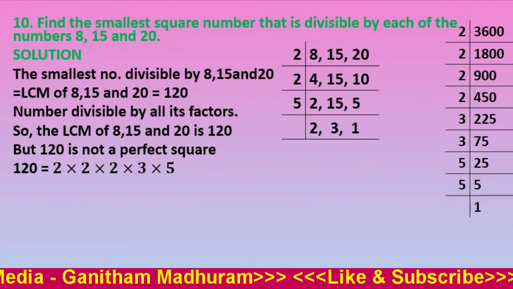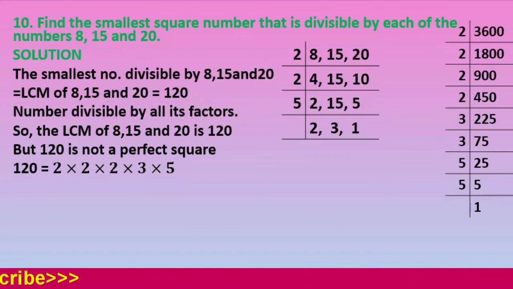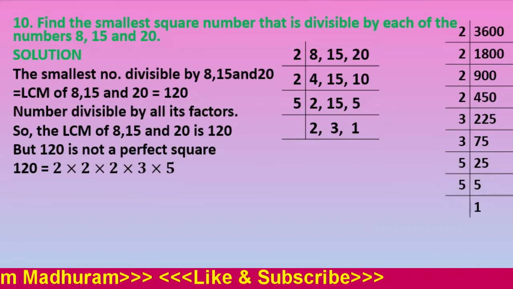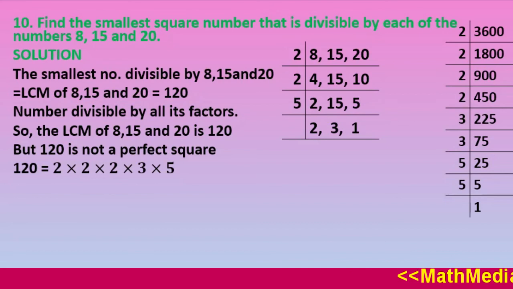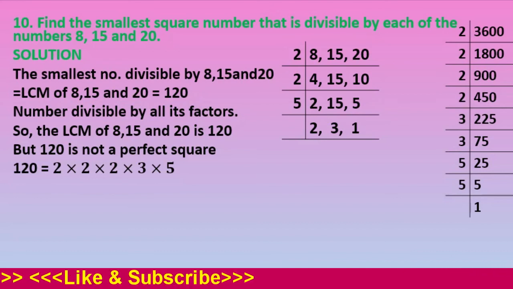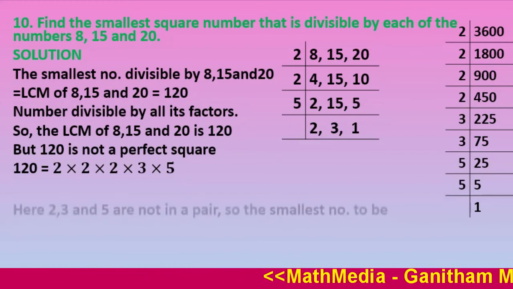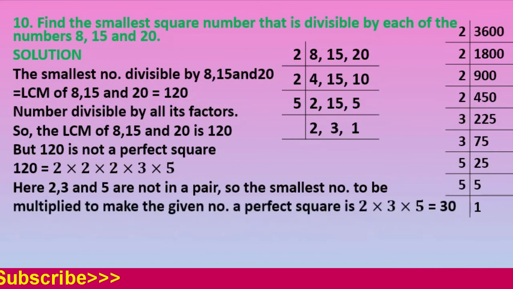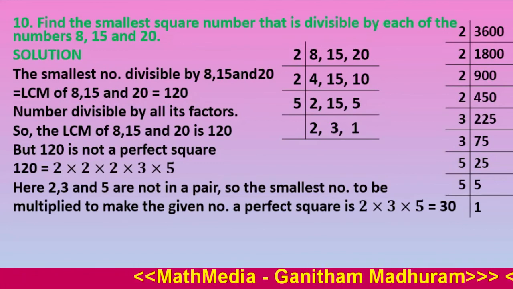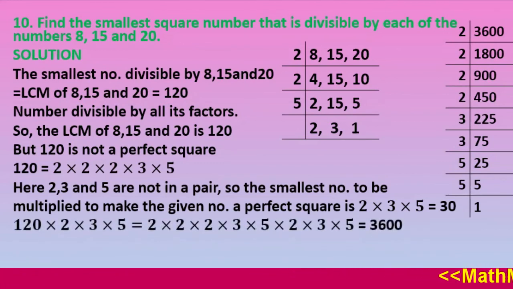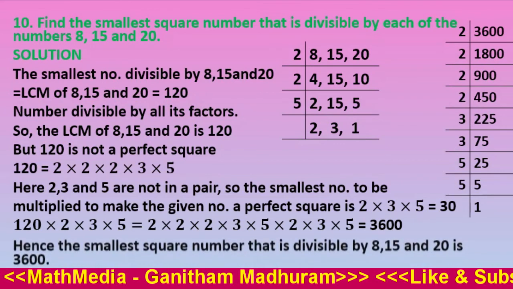Here 2, 3 and 5 are not in a pair. To make it a pair, we have to multiply by 2, 3 and 5. That is, to make the given number a perfect square, we multiply it by 30. Multiplying by 30, we get the number 3600. Hence, the smallest square number that is divisible by 8, 15 and 20 is 3600.